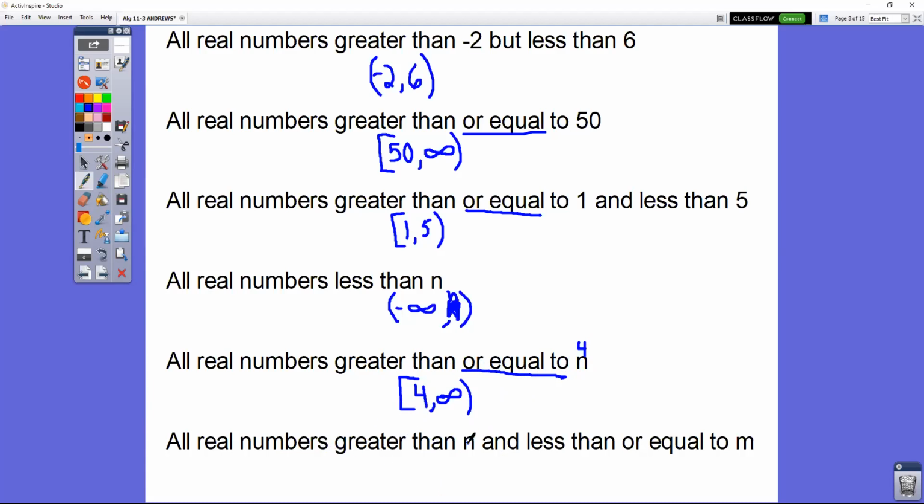All real numbers greater than n and less than m. So this time they give you two letters. So we're going to have n, comma, m. Greater than n is going to be a round parenthesis because there is no "or equal to." The same goes for m, so we're going to have round parentheses. That is super, super important. Again, they love these types of questions as multiple choice questions.